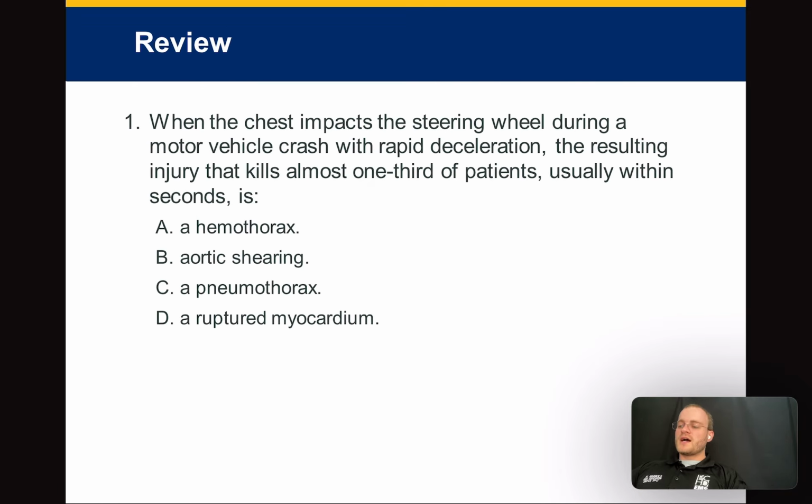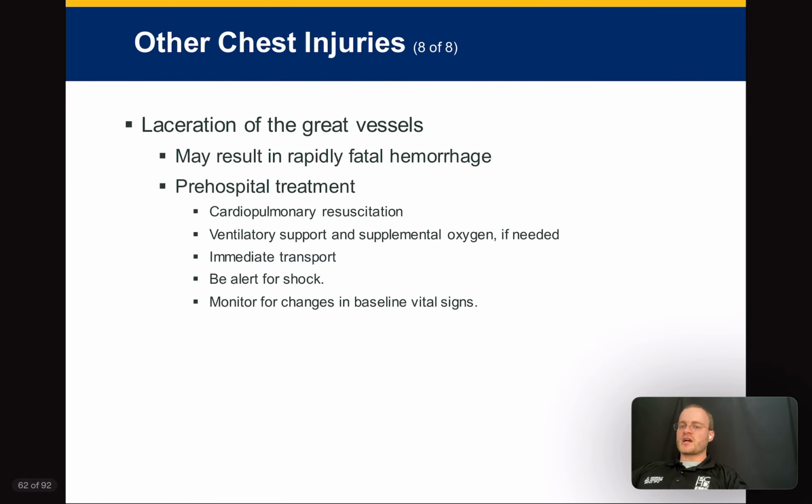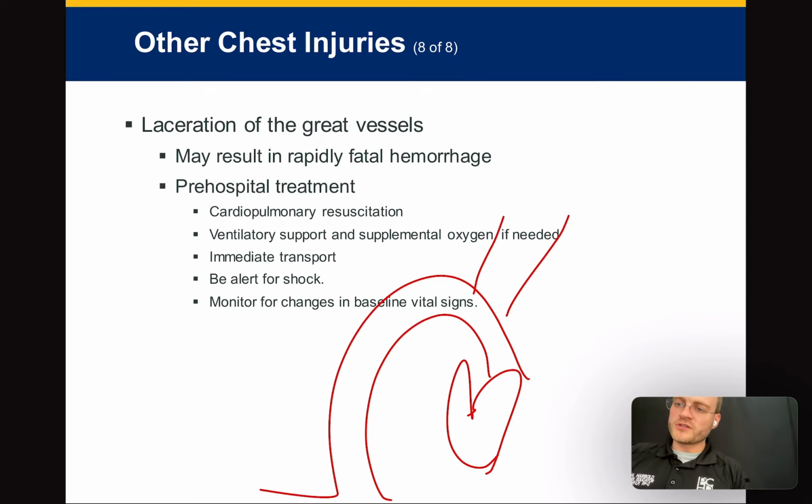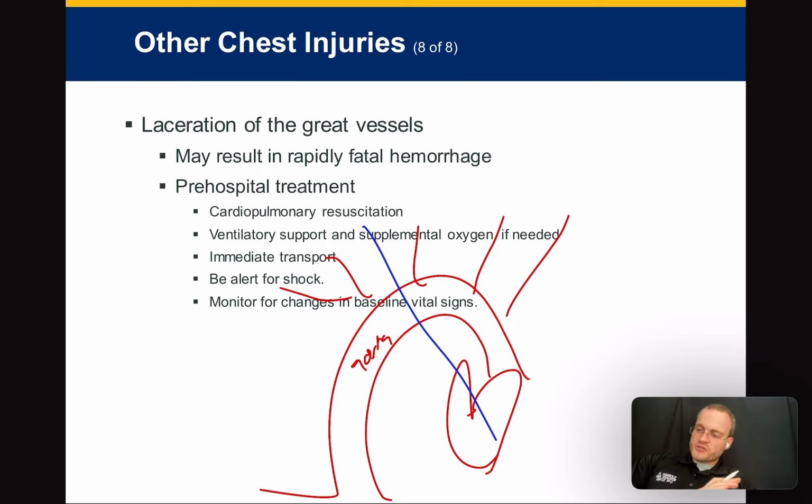Now, let me talk about this real quick. Let me draw it. So here's the heart, right? The aorta comes off. You have all these branches. And so this is the aorta. Well, there is a ligament that runs across here at the isthmus of the aorta. And so in a rapid deceleration injury, so someone's bee-bopping along in their car and they rapidly decelerate, like they hit a brick wall. What's happening is this aorta will travel forward, but this ligament will not. And so it'll tear the aorta.